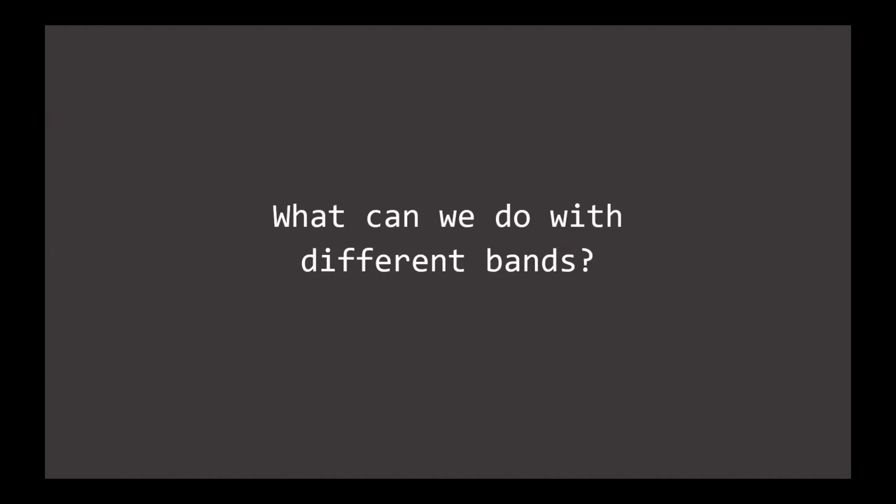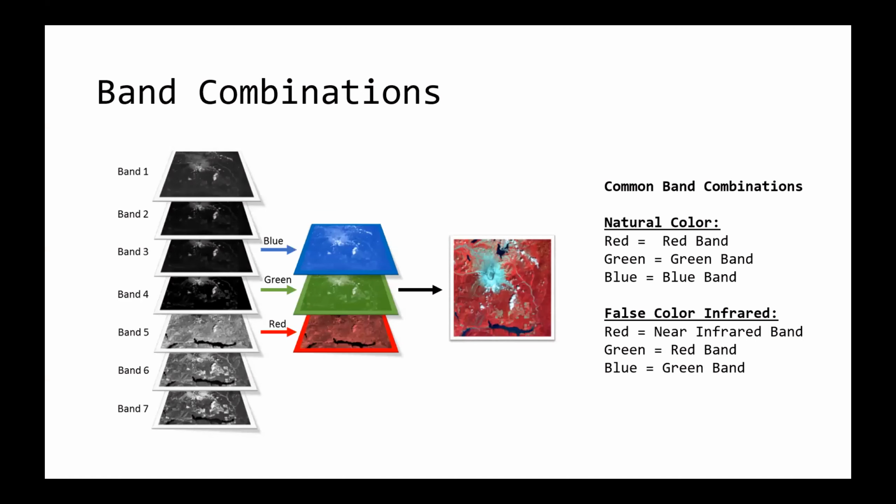So that brings us to the question, what can we do with these different bands? One of the most common things we can do is band combinations. As you see in the illustration on the left, this is a representation of the various bands that a satellite sensor might collect. And as you see, there are 7 different bands that this imaginary sensor collects.